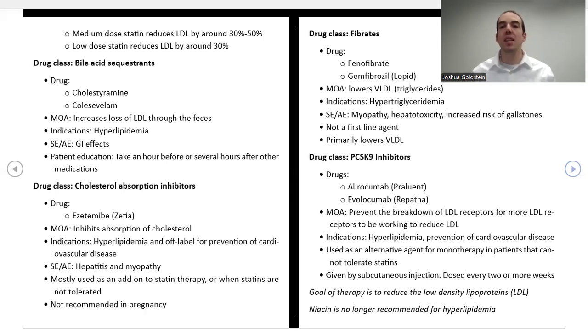This one also is not recommended in pregnancy. And again, it's that decision between the provider and the patient. The next drug class we have are fibrates. So fibrates have a different indication here. These are not for hyperlipidemia.